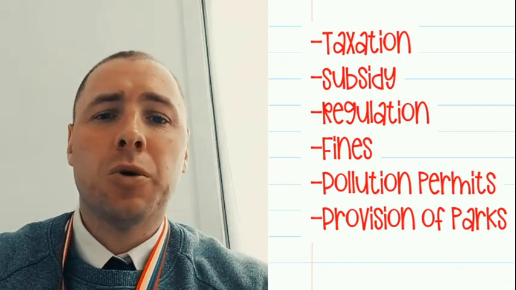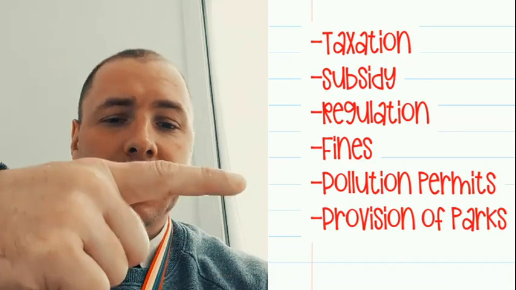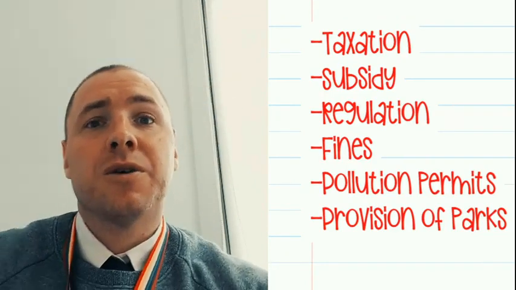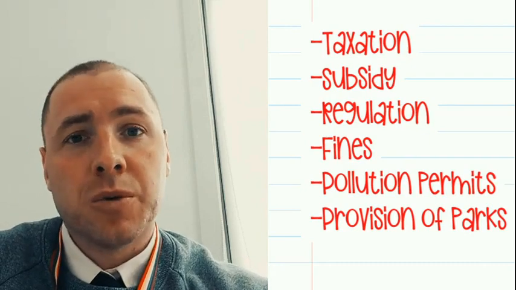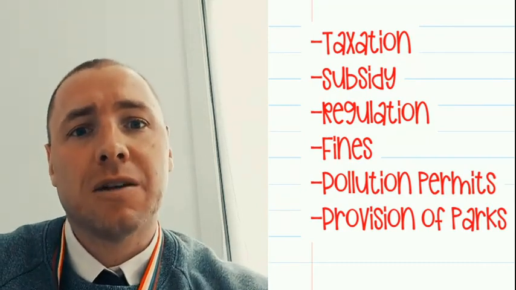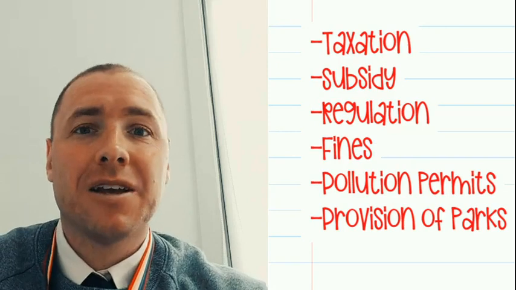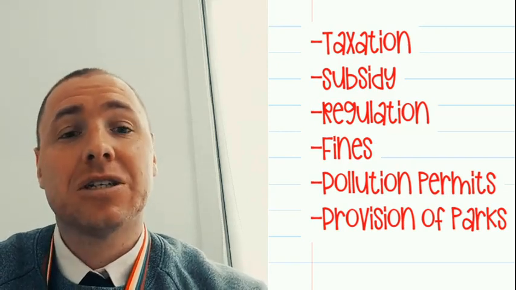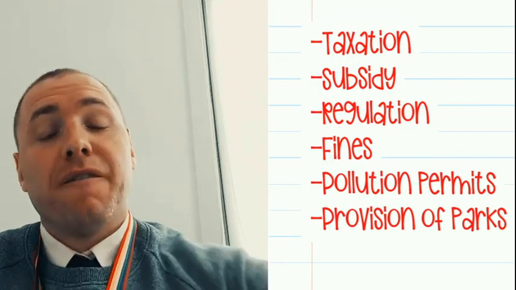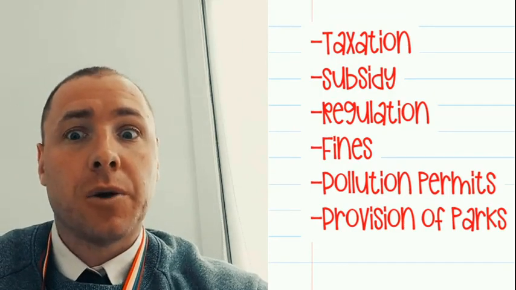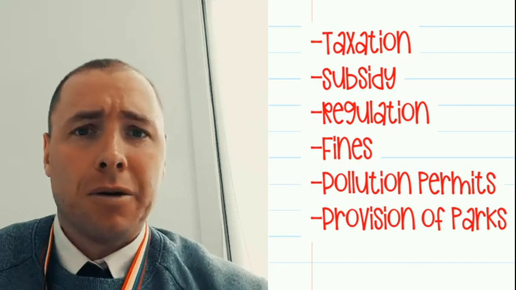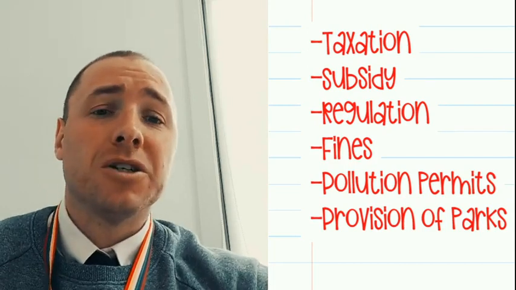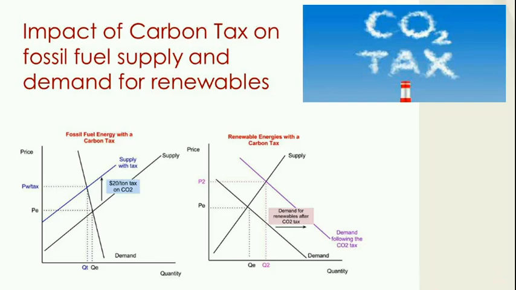When your teacher taught you about pollution permits, they would have also taught you about these other ways to deal with the negative externality of pollution, or how to protect the environment. So these other 5 ways: taxations, subsidies, regulations, fines, and provision of parks. So I know that in my conclusion, I'm going to be discussing one of these as an alternative method or a combination of reasons. Taxation could be used.